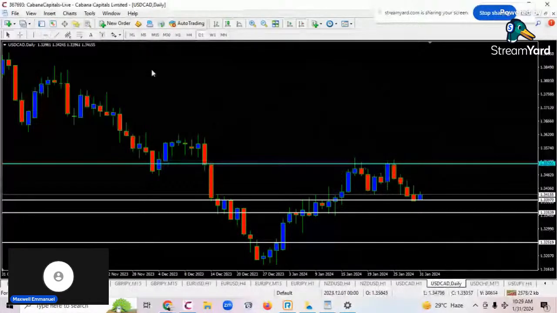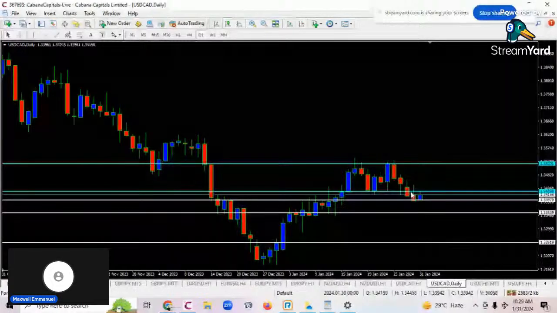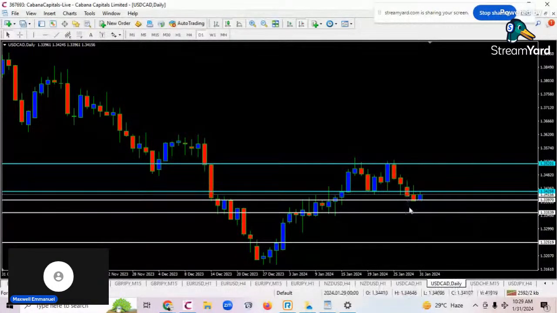Monday's candle closed below this support. You see that it closed below this support. This tells me that supply has exceeded demand. So when supply exceeds demand, price is expected to drop.